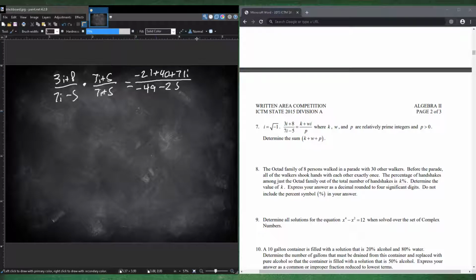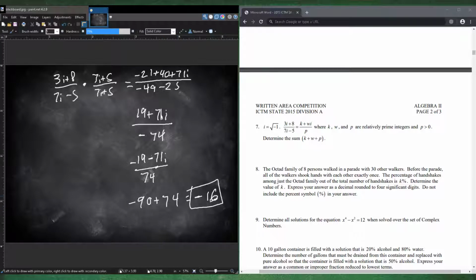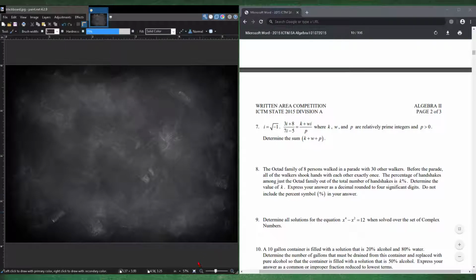So that will get us to a 19 plus 71i over negative 60, 74. Okay, so they say p is greater than 0, so that means this has to be positive 74. So this one's negative 19 and this one's negative 71i. So adding them all together, that is negative 90 plus 74, which is negative 16, which is your answer for number 7. Okay.